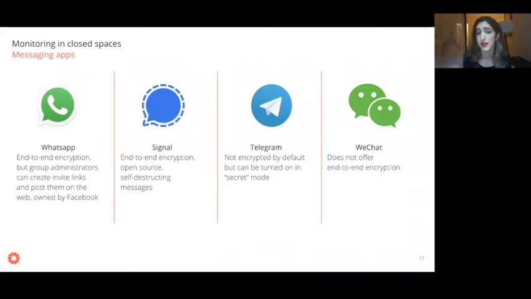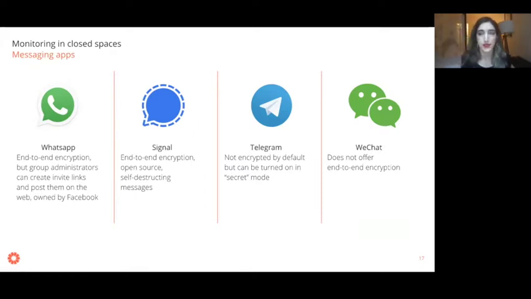There's also Signal. So Signal is end-to-end encrypted. It's also open source. It has self-destructing messages. This is an app that has basically been lauded by tons of security experts as the most secure. So that's what Signal is well known for. Telegram is another popular messaging app. Telegram is not encrypted by default, but it can be turned on in secret mode.